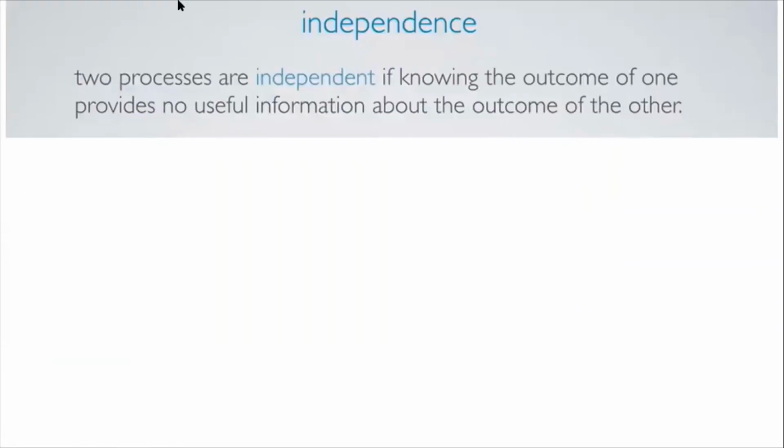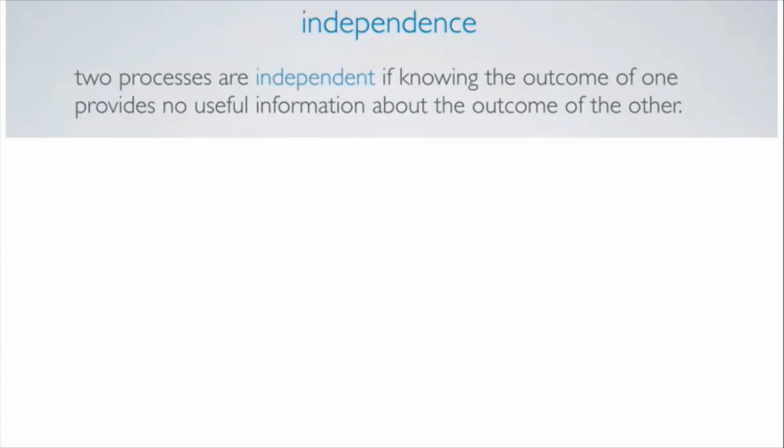So what is independence? Two processes are independent if knowing the outcome of one provides no useful information about the outcome of the other. If we know one outcome happens, and then you can guess what will happen next, then it is called dependent. If we know one outcome and it has nothing to do with the other outcome, then it is independent.